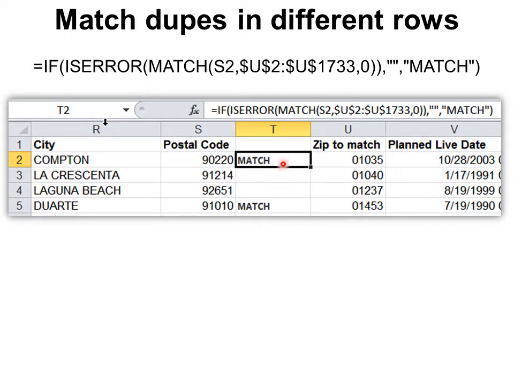And so it's saying if it is an error, put nothing in. But if it's not, then use the word match. Type in the word match. A little bit different. Both of them work. You can determine what you actually want to show. Do you want to show what the code is, or do you want to show just the fact that it's a match.